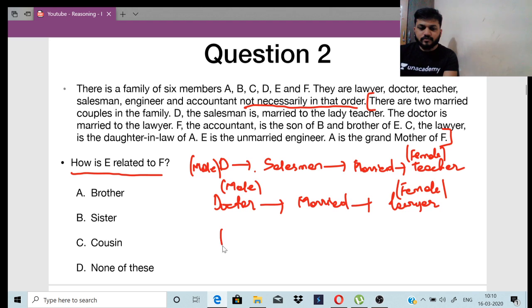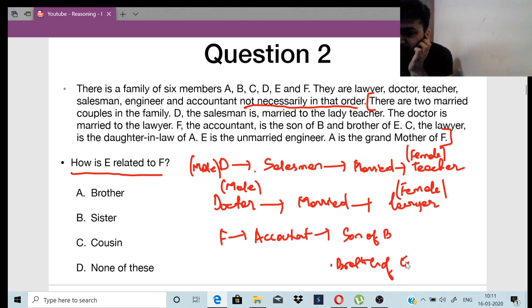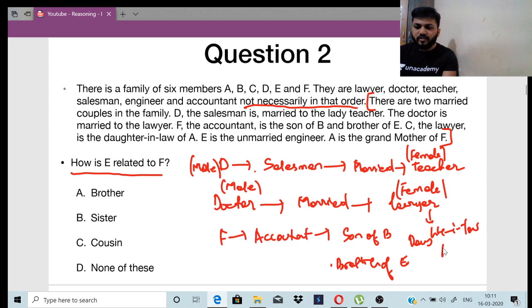F is an accountant, and he is the son of B, brother of E. Next, the lawyer is the daughter-in-law of A. The lawyer is female. She is the daughter-in-law of A, and A is the grandmother of F. So A is female. She is the grandmother of F.